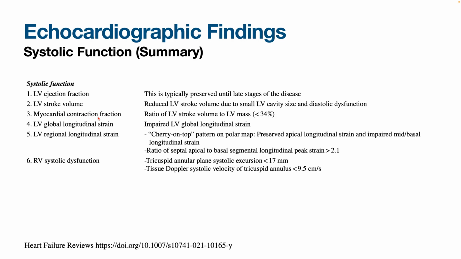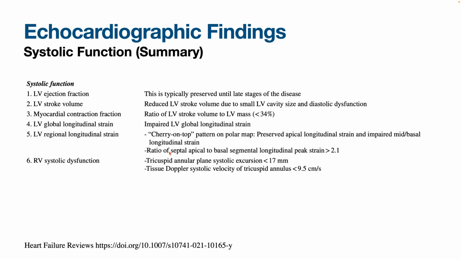The ratio of the LV stroke volume to LV mass is going to be decreased as well. There's a concept called myocardial contraction fraction that is in the literature, especially on the research side. The LV global longitudinal strain is going to be decreased. And also there's a regional pattern that I'm going to talk more about. It's called cherry on the top, which is quite well known now. It is preserved apical longitudinal strain with impaired mid to basal longitudinal strain.